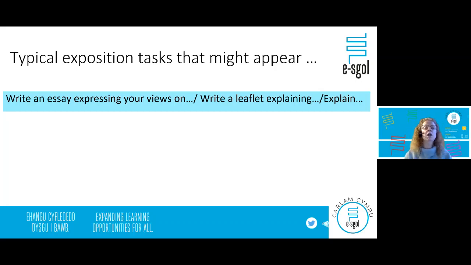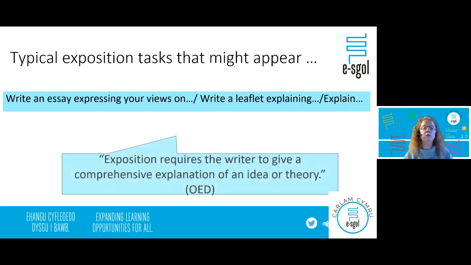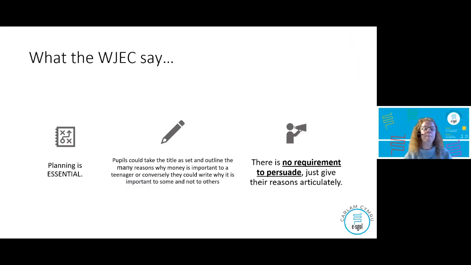Okay, so exposition, you're giving your viewpoint, you're explaining what you think. So a comprehensive explanation of an idea or theory. So you absolutely need to plan for this one. You could take the title and you could outline your reasons why you think that. This one was a title about why is money important to a teenager. But you could take a balanced point of view, write about why it's important to some, but not others. You could take a completely positive view or a completely negative view. You're not trying to persuade when you're doing an exposition task. You're just trying to be articulate about what you think.